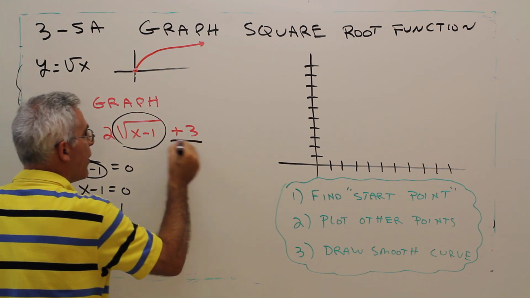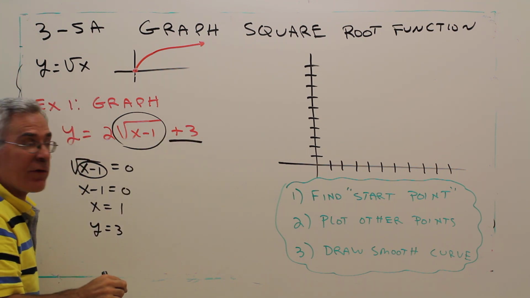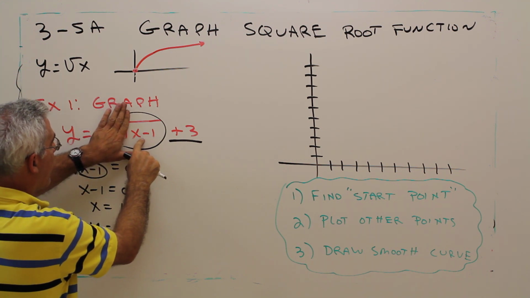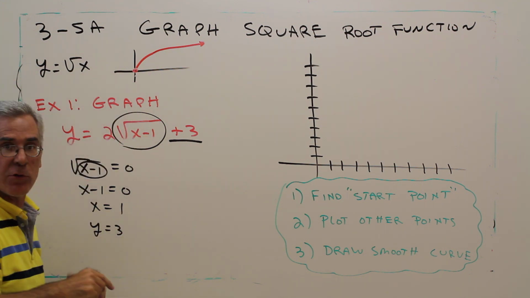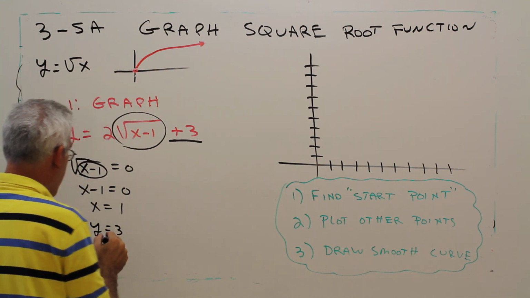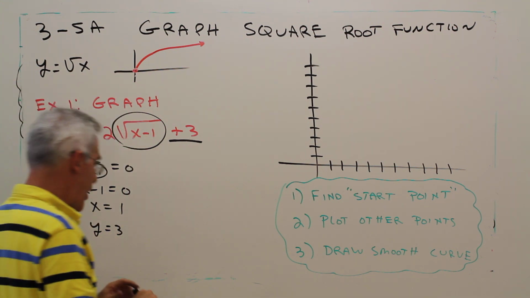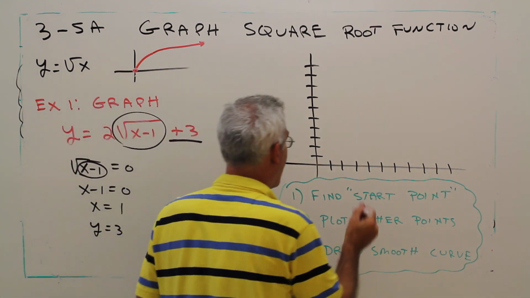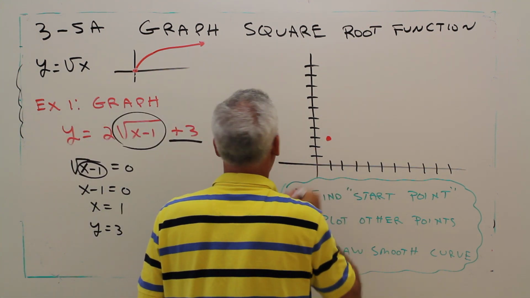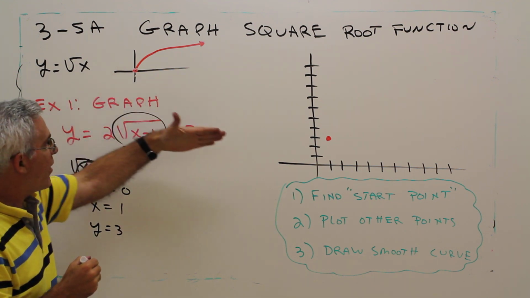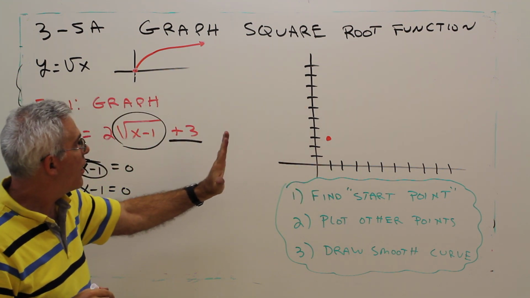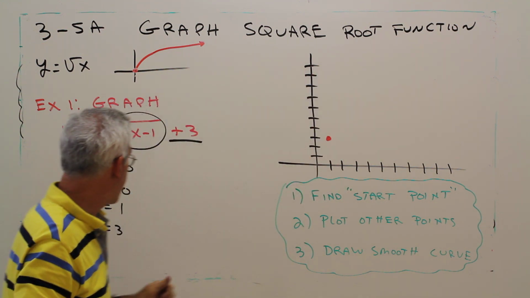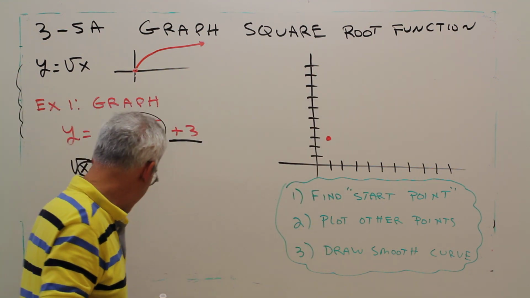In general, that'll be the y coordinate of the starting point, and if this is just a simple x minus something or x plus something, the opposite value will be the x coordinate. So my starting point is at 1, 3. I'll plot that. And then since I don't have any reflections going left or right or up and down, it's just going to creep slowly up to the right. So what I'm going to do is plot some other points.